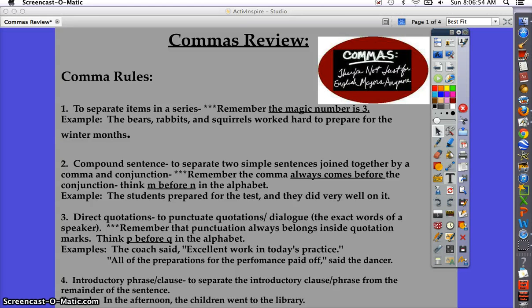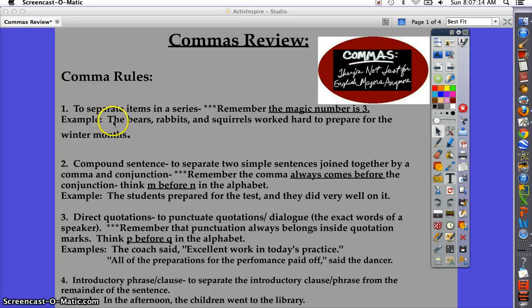Okay, this video will help us to review the commas unit that we've been studying in language arts. So if we take a look at the review, comma rules that we've learned during this unit, one rule that we've learned right from the beginning is to separate items in a series. Remember, the magic number is 3. You need 3 items to separate commas in a series.